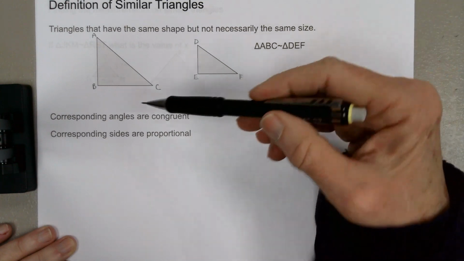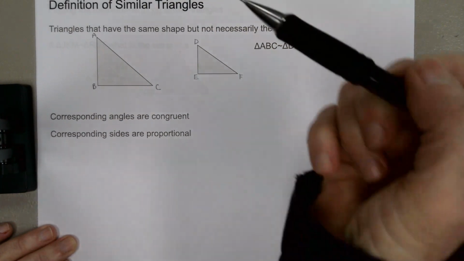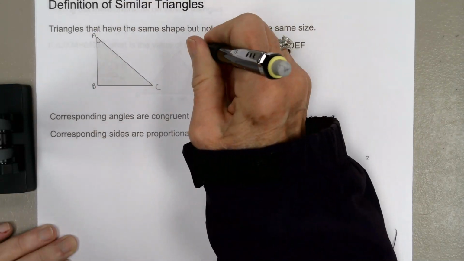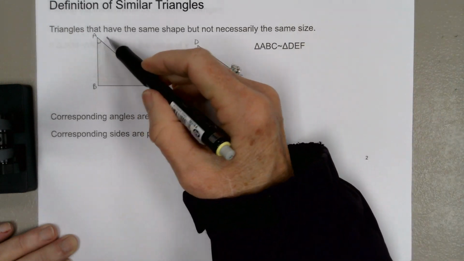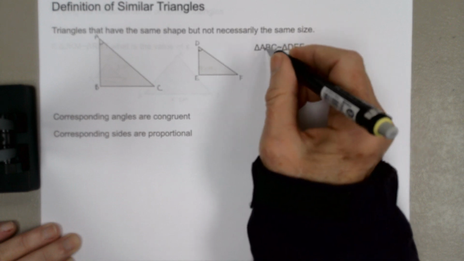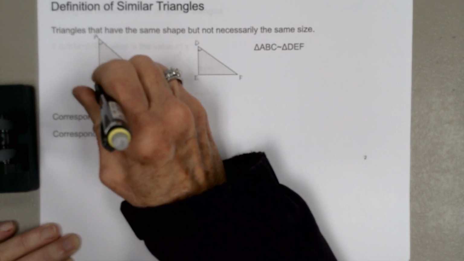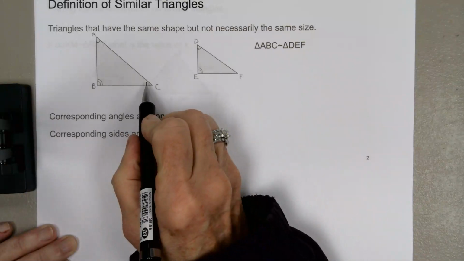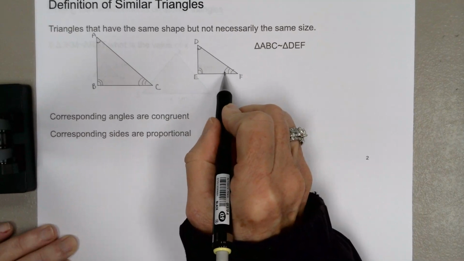And what that means is that corresponding angles are congruent, or have the same size. So angle A, and I'm going to put a congruency mark there, matches up with angle D. So it has one little arc there. A and D go together, and it's in the same order. B and E go together, so I'm going to put two little congruency marks on the E. And then C and F go together.